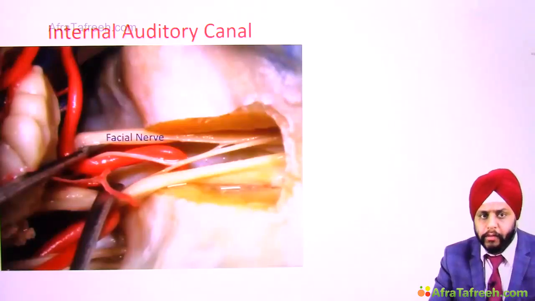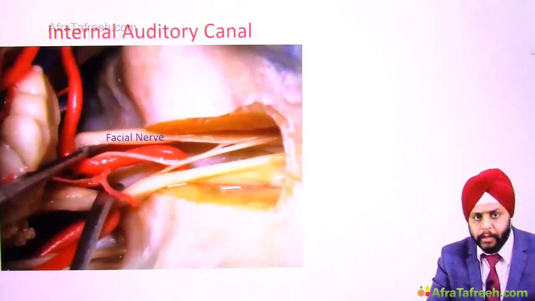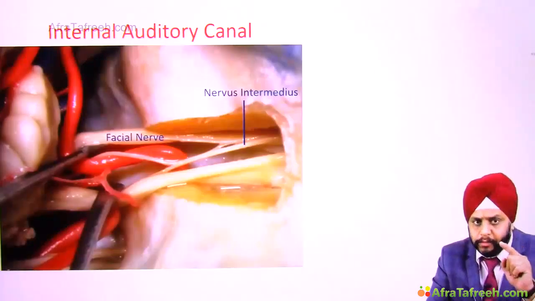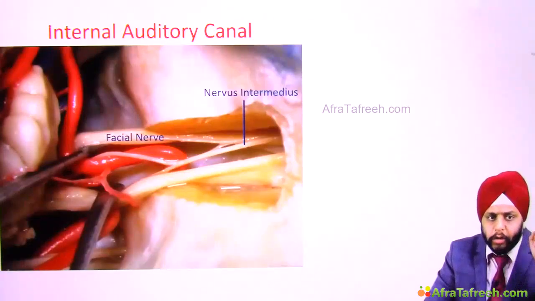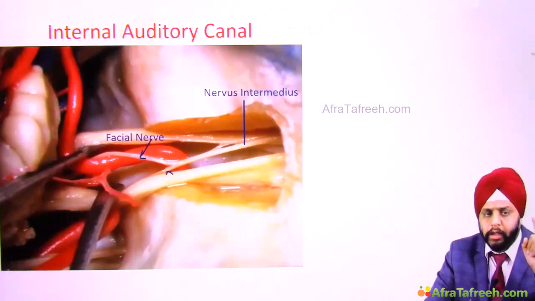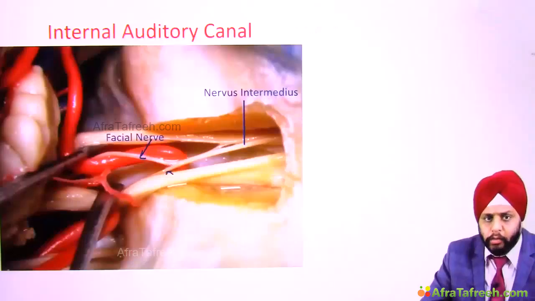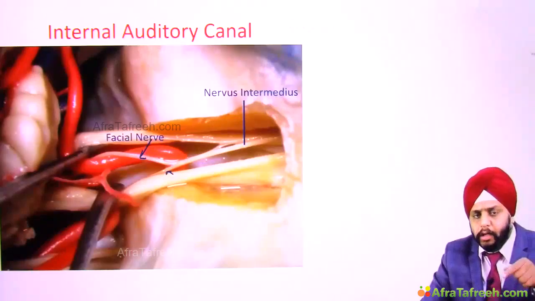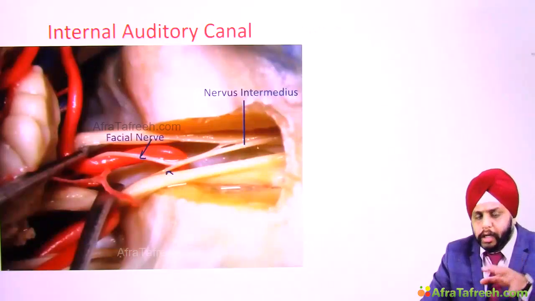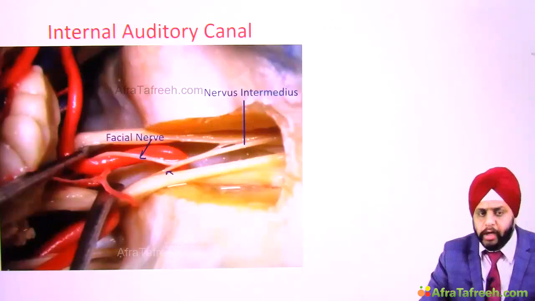We can see the facial nerve. Anteriorly we have the facial nerve, and you can see the nervus intermedius joining it. Remember, the nervus intermedius is formed by the joining of two fibers, the fibers which come from the nucleus tractus solitarius and the nucleus salivatorius superior. These two fibers come together to form the nervus intermedius, the nerve of Wrisberg. This nerve of Wrisberg combines with the facial nerve in the internal auditory canal, in the intrameatal segment.